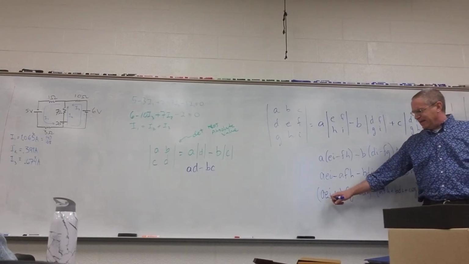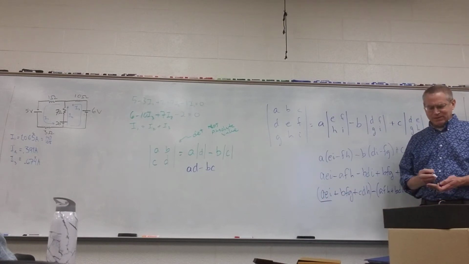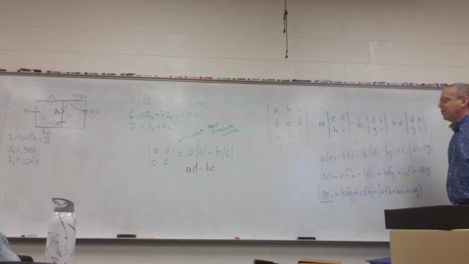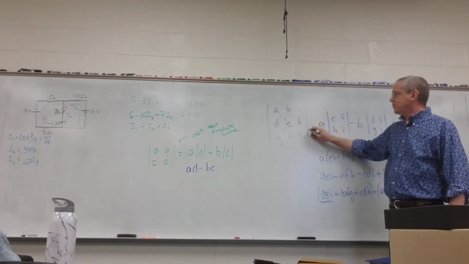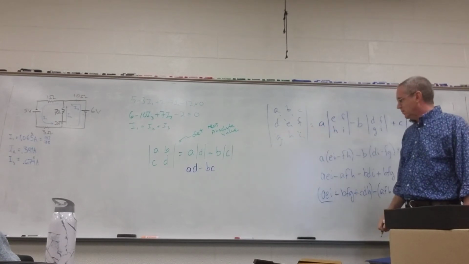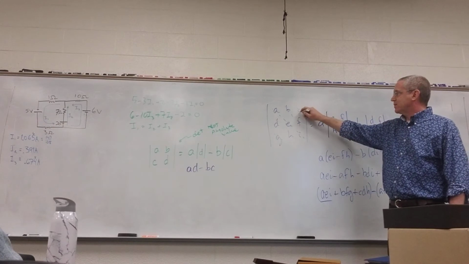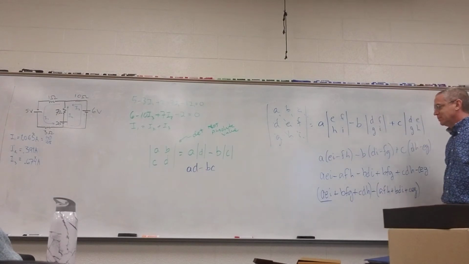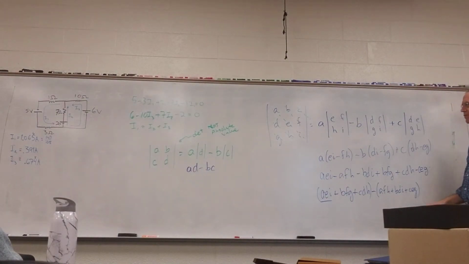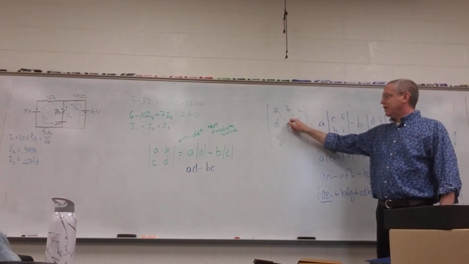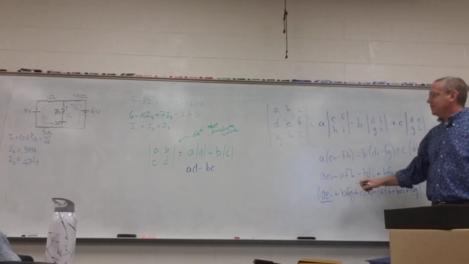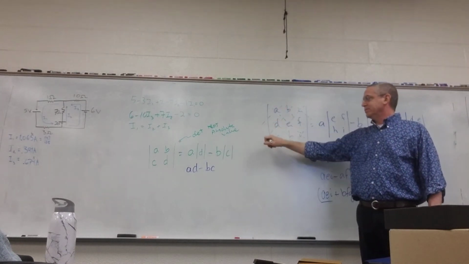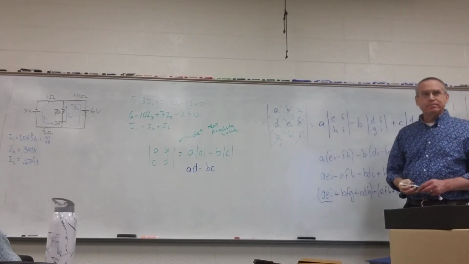Well, AEI, that's just the diagonal. BFG, that's B, F, and I ran out of space, so we'll start over here, G. CDH, I got C, and then I run off the end, so I wrap around to CDH. The negatives, we'll start with CEG, that's this diagonal. BDI, that's this diagonal. And AFH is here, again, run it off the edge and pick up over here.